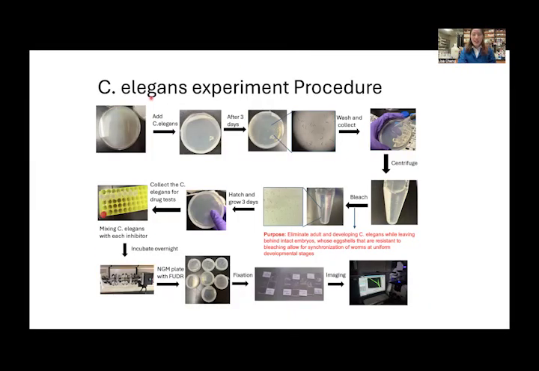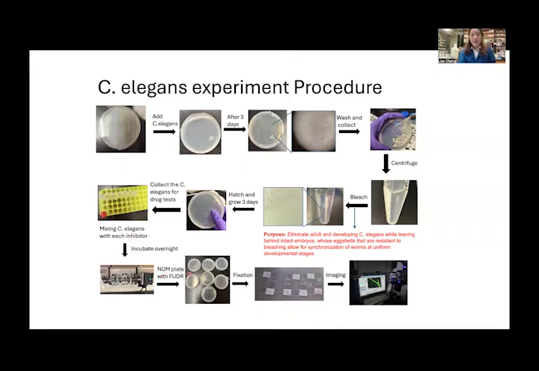Lastly, I conducted a C. elegans experiment to test alpha-synuclein aggregation inhibition in vivo. First, I bleached C. elegans to remove adults, leaving only embryos to ensure synchronization at uniform developmental stages. I then let the eggs hatch and grow for 3 days. After that, I treated them with different inhibitors. I then transferred them to an NGM plate.